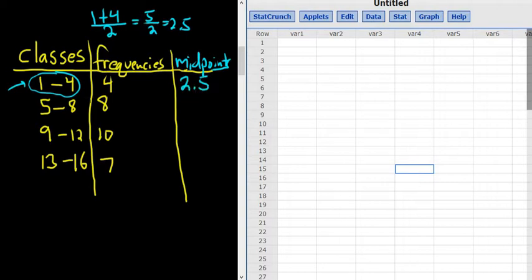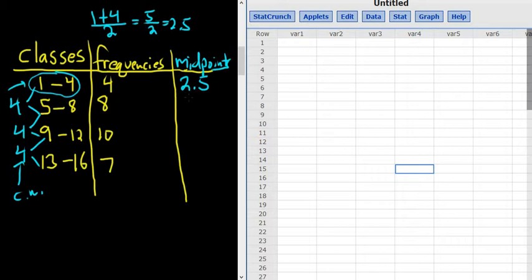Now to get the rest of them, you can keep doing the same thing, or you could figure out the class width. To figure out the class width, just subtract any two of these consecutive numbers. So 5 minus 1 is 4, boom, there it is. 9 minus 5 is 4, there it is. 13 minus 9 is 4, there it is. So 4. Once you find the class width, instead of continually adding these up and dividing by 2, just add the class width.